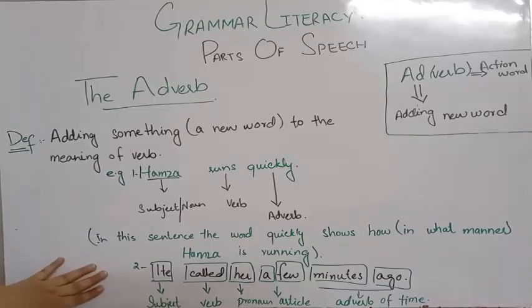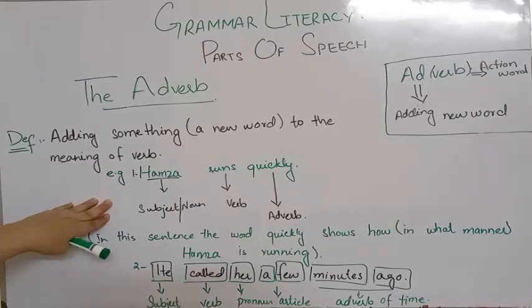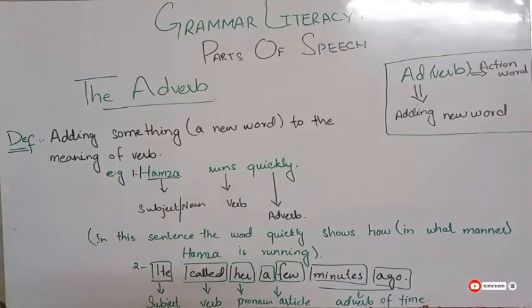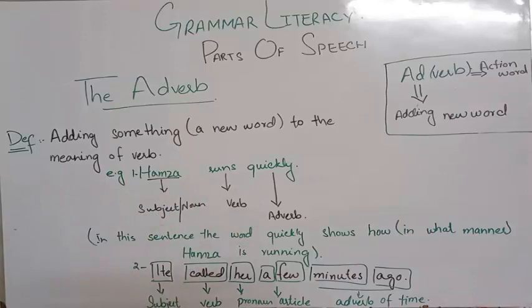In this sentence, the words runs quickly show how, or in what manner, Hamza is running. I have already told you that there could be other possibilities: Hamza runs quickly, Hamza runs normally, Hamza runs fast. Here Hamza is running in a quick or fast manner, so it changes the meaning, or the thought, of the whole sentence. It's written right over here: what kind of running he is doing in this sentence.